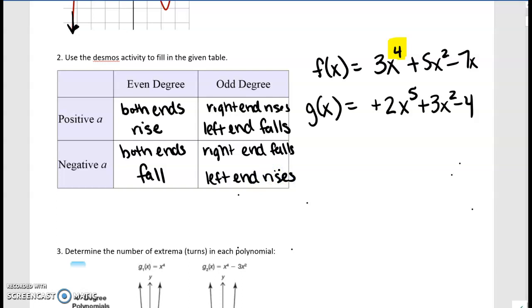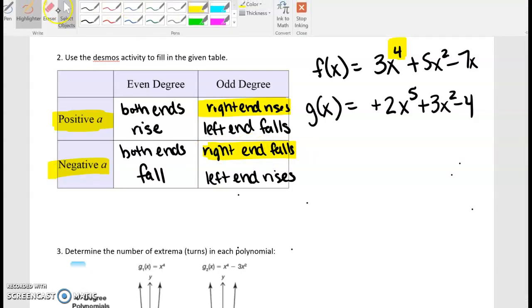Okay, so I'm noticing that the even degree, they do the same thing on both ends. The odd degree, they do opposite things on both ends. Okay, and then I like to pick up this pattern. I always like to make it easier on myself, a way to remember these things, right? So the fact that it's positive tells me the right end goes up. The fact that it's negative tells me the right end goes down. And that actually will hold true. The lead coefficient will tell you what the right end of the graph is doing.